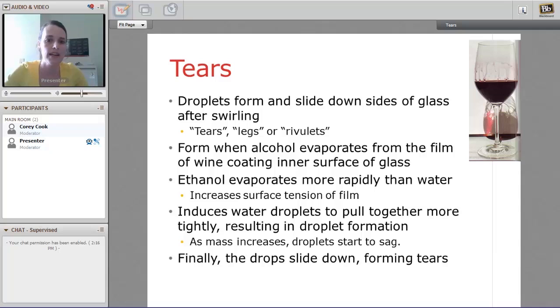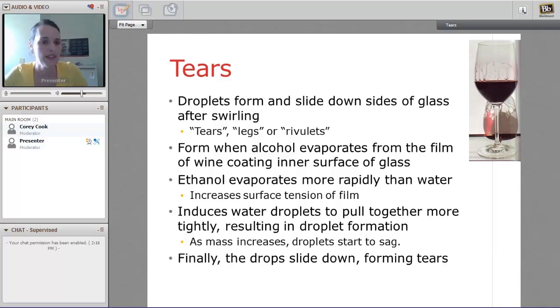What's happening there is that these tears, these legs, form when alcohol evaporates from the film of wine that coats the inner surface. When you swirl the wine, the wine sloshes up the side of the glass, and then the alcohol slowly evaporates. The ethanol evaporates more rapidly than water, and so it increases the surface tension of the film. What it does is it induces the water droplets to pull together more tightly, and then results in droplet formation. And as the mass increases, the droplets start to sag down, and as they do that, they form the tears.